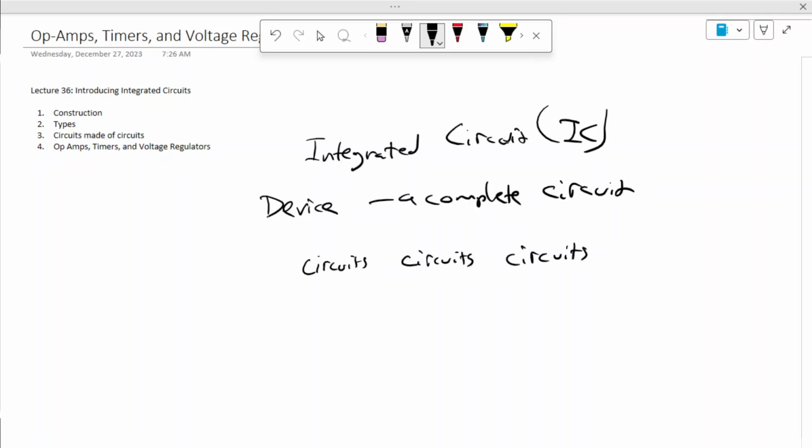Now we're going to look at three different types of devices: op-amps, timers, and voltage regulators, which themselves are made out of semiconductor devices. Each of these devices is itself a circuit and uses transistors, capacitors, resistors, and other things to get a consistent effect. And so the nice thing about this is it's really a way to avoid reinventing the wheel.